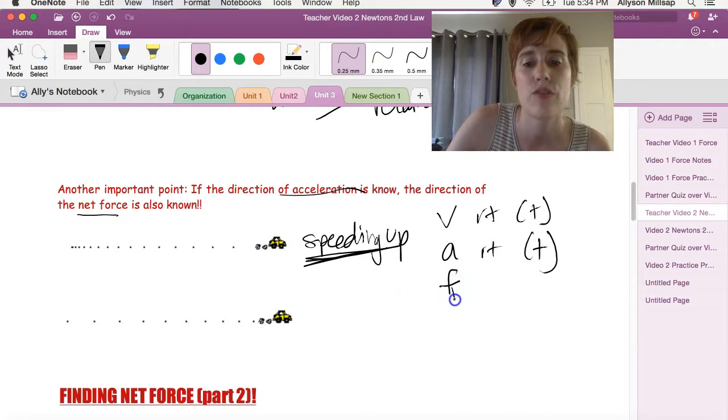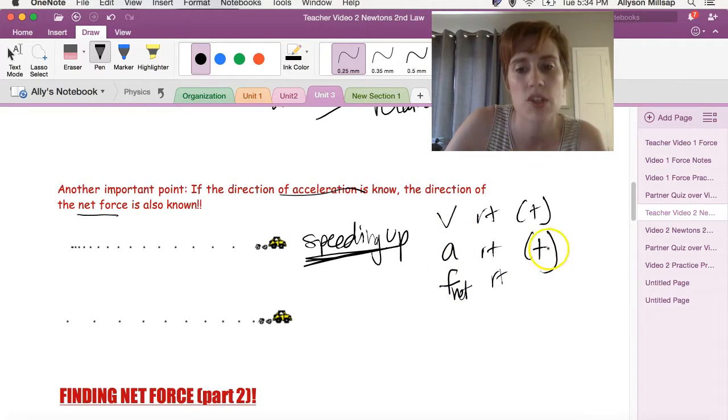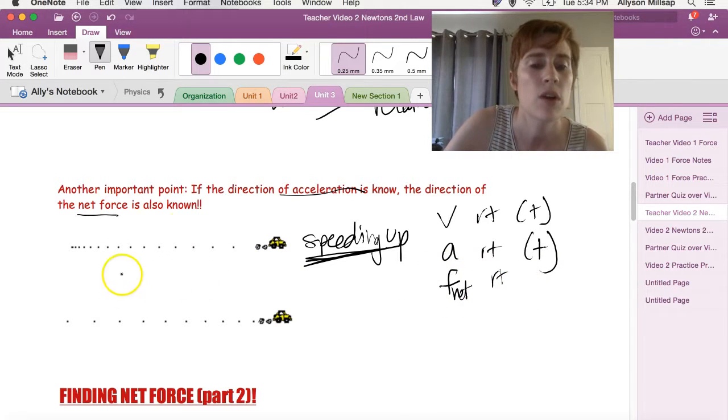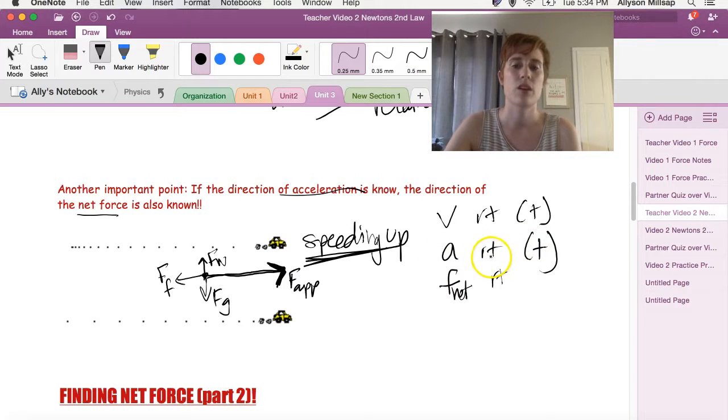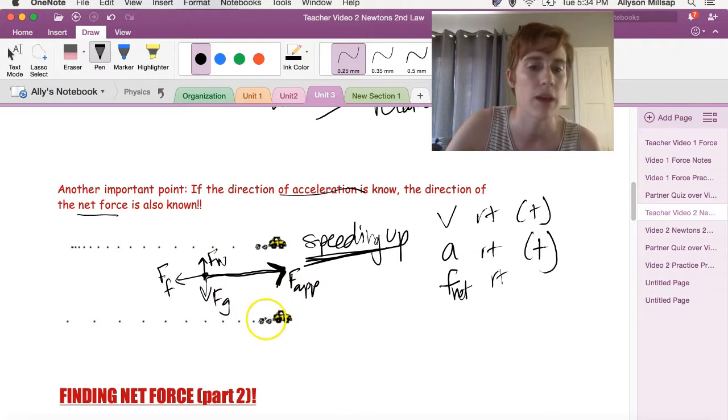That means my net force is also going to be to the right because my acceleration direction and my force direction are the same. So whatever this diagram of the car is, here's the normal force of the car, here's the gravitational force of the car. Let's say maybe there's some friction here, but my net force, the applied force of the engine, is greater. It's speeding up in this direction. I know that this arrow is going to be greater because I know my acceleration's going to the right. So my bigger arrow is to the right.